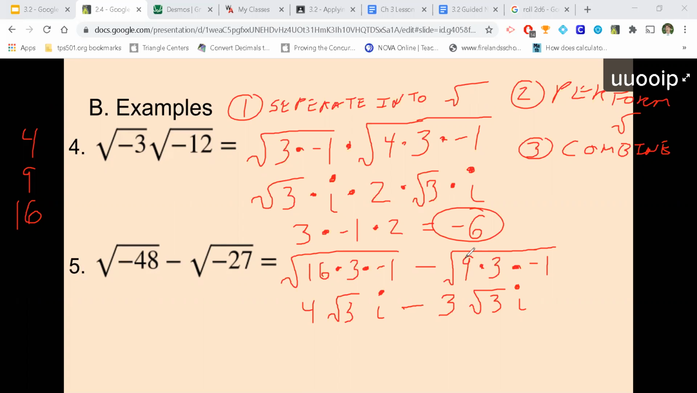All right, last step. I'm going to combine my like terms or combine, multiply, all that cool stuff. And it turns out that these are like terms. I have 4 square roots of 3i minus 3 square roots of 3i. So 4 apples minus 3 apples is 1 apple, or 4 square roots of 3i minus 3 square roots of 3i is 1 square root of 3i.